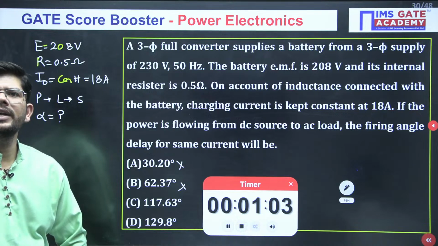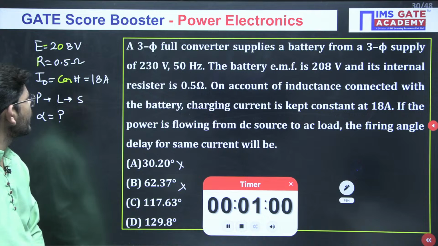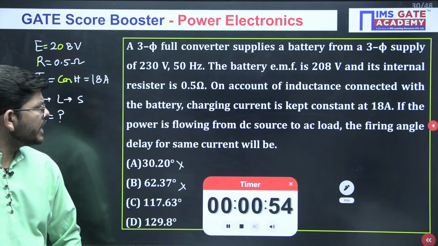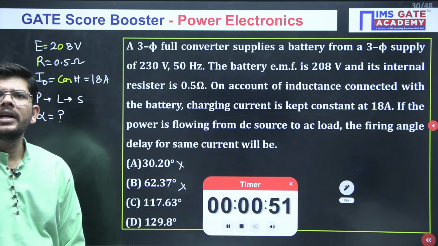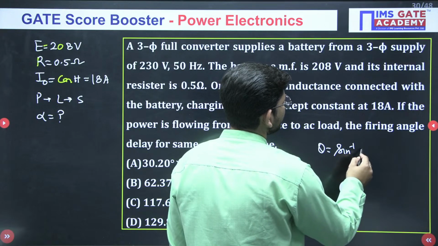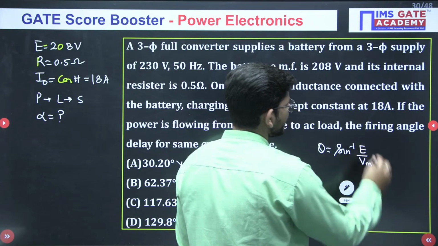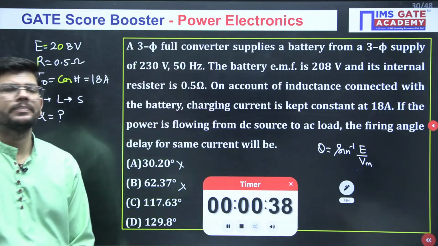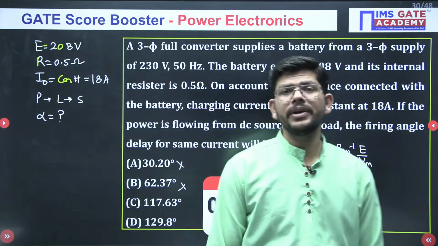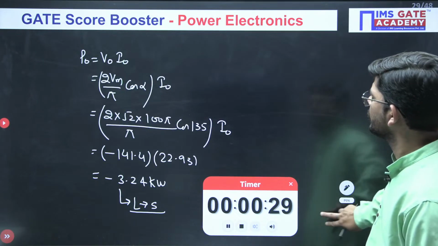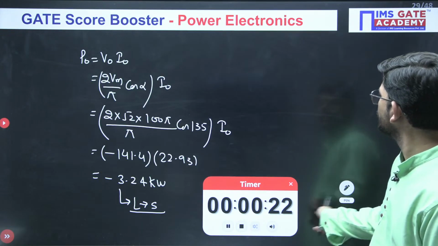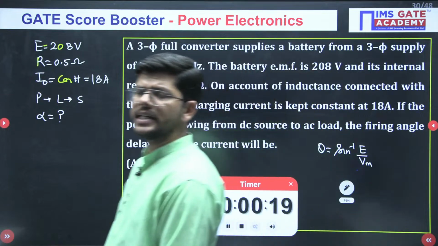Sir, how can we calculate theta? And which theta are you talking about? Theta or alpha? I think in this question there is not any involvement of theta. Achha, that theta you are talking about. Theta is sine inverse E over Vm. In the previous question also you can calculate it like this, sine inverse E upon Vm, isn't it?